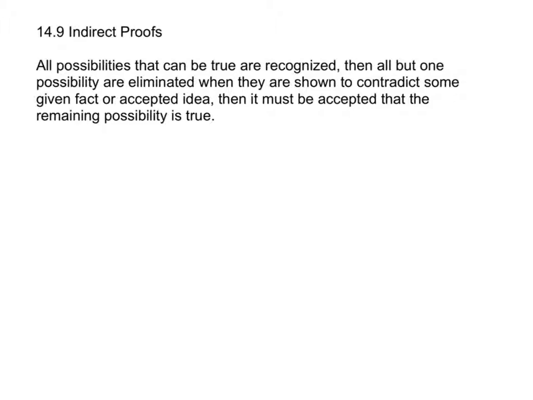So this is our final type of proof. It's the indirect proof. In an indirect proof, all possibilities that can be true are recognized, and then all but one possibility are eliminated when they are shown to contradict some given fact or accepted idea, and then it must be accepted that the remaining possibility is true.